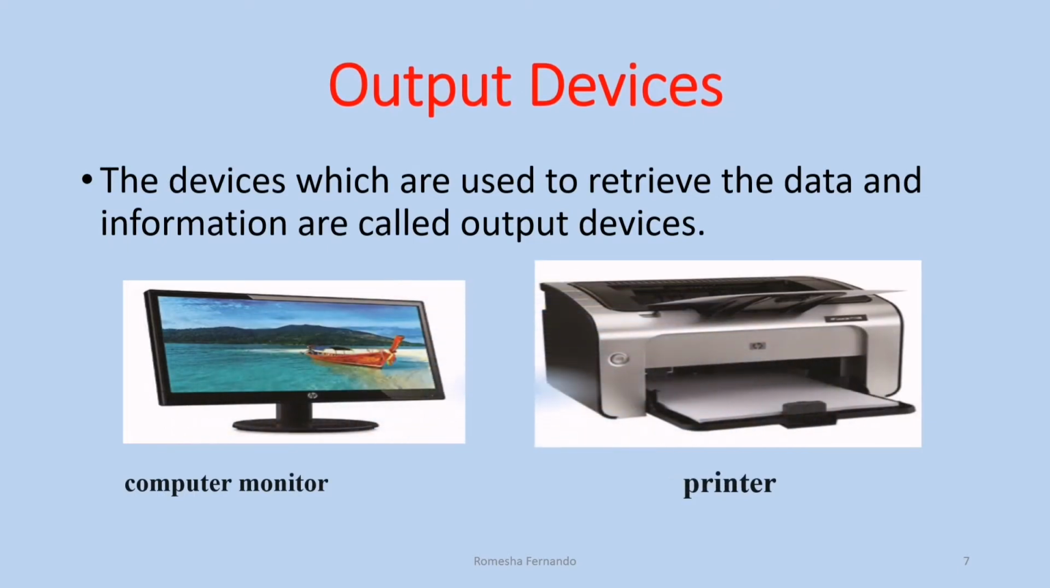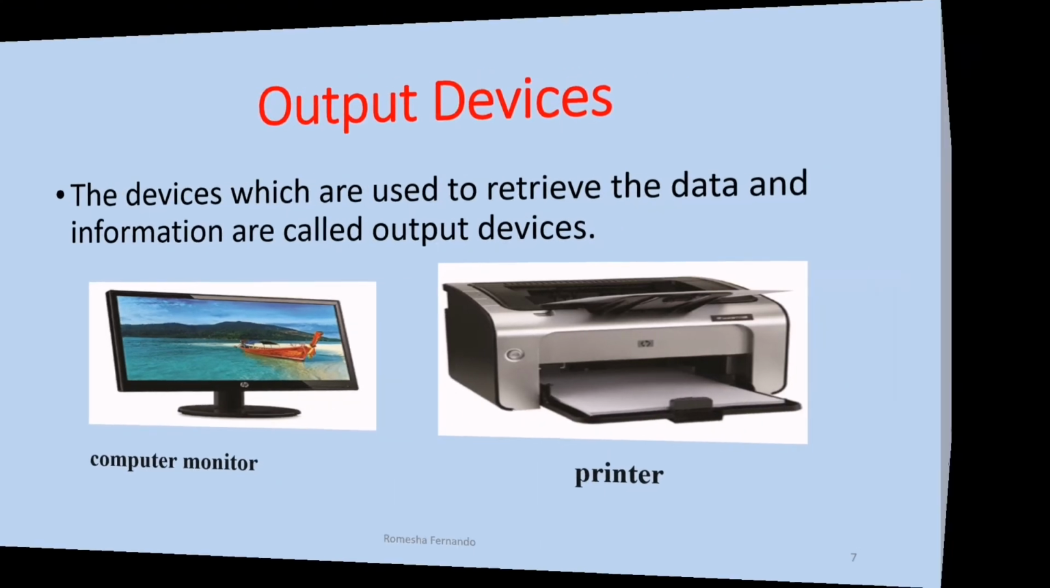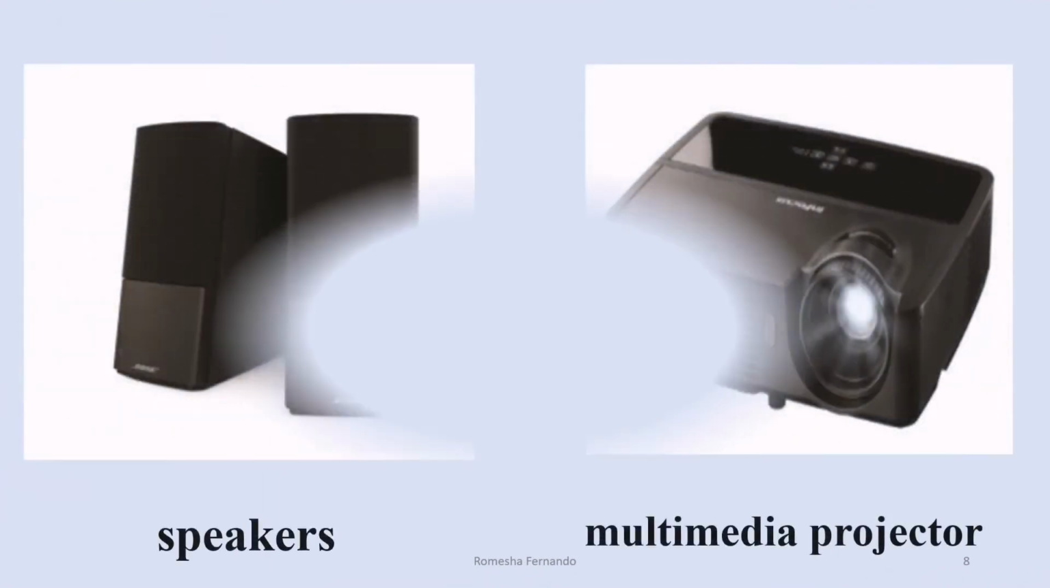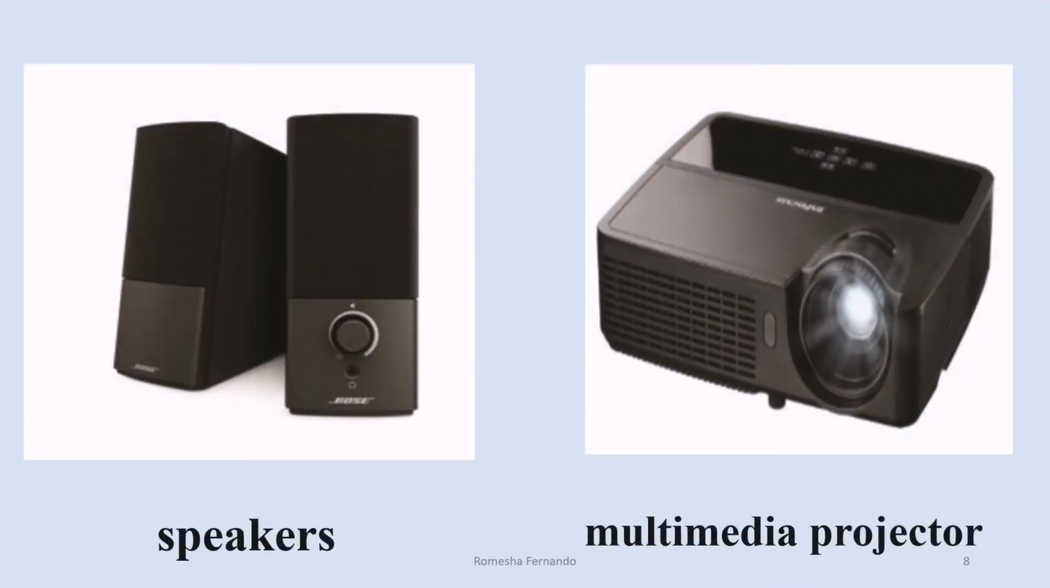Output devices. The devices which are used to retrieve the data and information are called output devices. From computer monitor, we can see the soft copies, and from the printer, we can get the hard copies. Speakers output sounds, and we can use a multimedia projector to see a bigger computer screen.